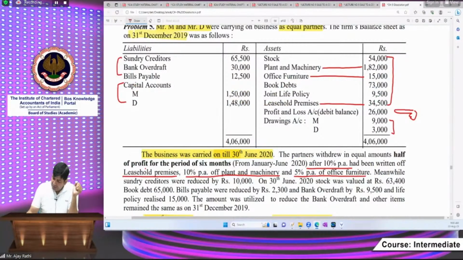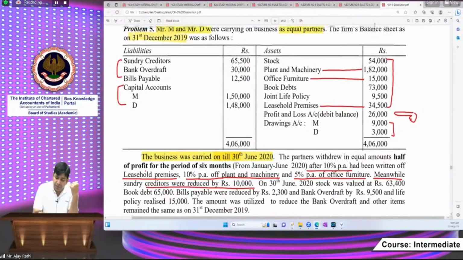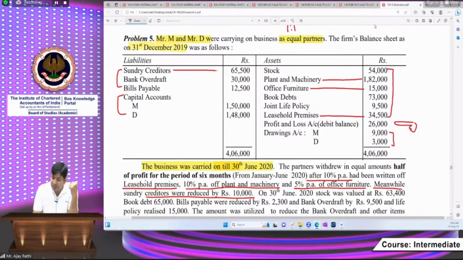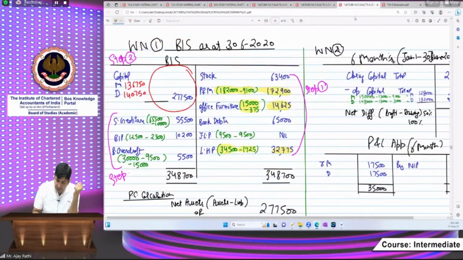Meanwhile, sundry creditors were reduced by 10,000. How much are the creditors on 31st December 2019? That is 65,500. You find the figure as at 30th June after reducing 10,000. That is 55,500. These are the sundry creditors from where you have reduced 10,000 and found out 55,500.